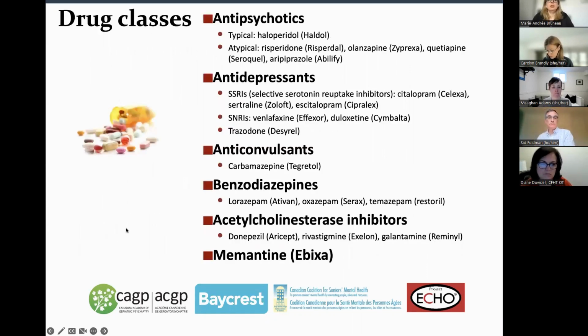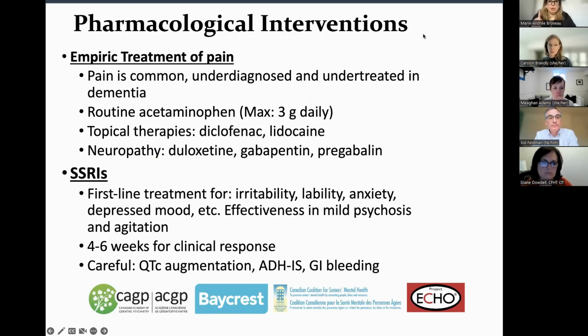So these are the classes of medication that could be prescribed, or are prescribed, for BPSD. We'll go through them one by one. But first, just one word about treatment of pain, which is often undiagnosed and untreated, or, my English is, I'm liking this word, not treated adequately, let's say, in demented patients.